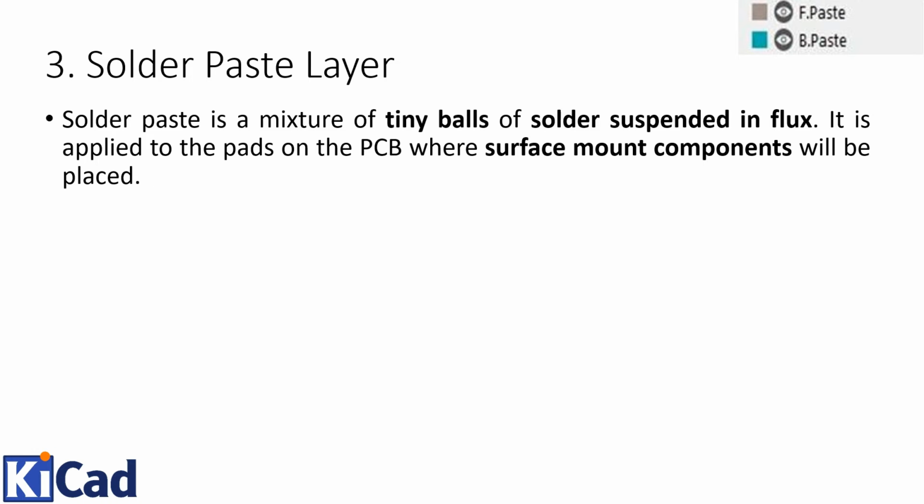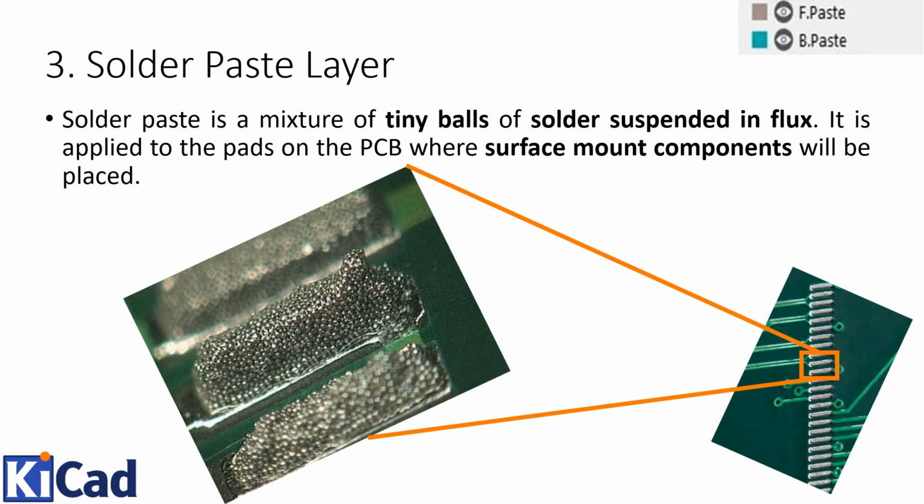Solder paste is a mixture of tiny balls of solder suspended in flux. It is applied to pads on the PCB where surface mount components will be placed. Like over here on the right side, you can see that these are pads on which solder paste is applied. So solder paste, when you zoom in, you will see that it consists of tiny balls of solder that is suspended in the flux. And when you heat them, they reflow and make a connection between the PCB and the component.